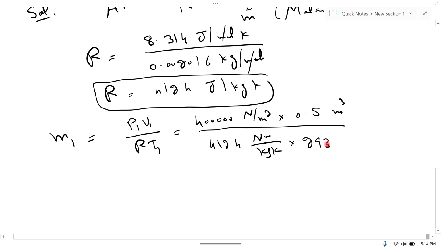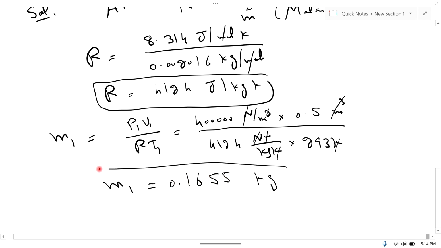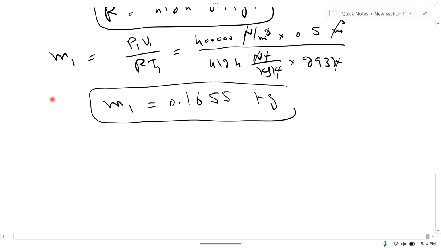293 Kelvin. So here this Kelvin will be cancelled with Kelvin, Newton will be cancelled with Newton, per meter square and per meter will be meter cube, and this will be cancelled with this meter cube. Now simplify the value and the answer will be in kilogram. This is per kilogram, meaning in double division it will be in the numerator. So mass M1 is equal to 0.1655 kilogram.